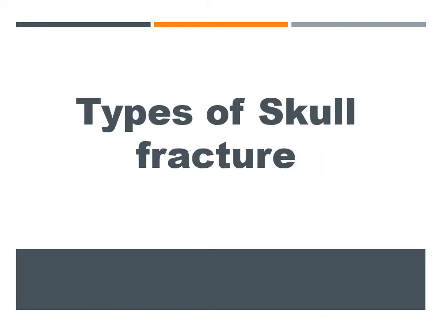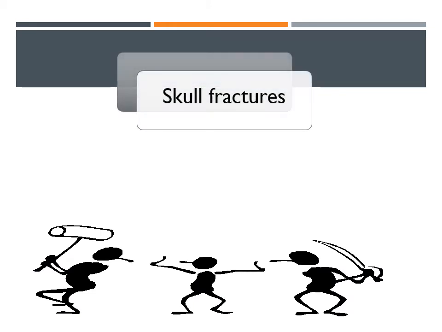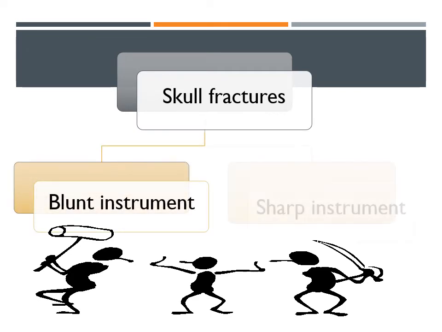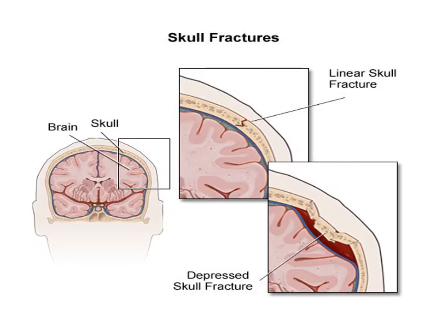Types of skull fracture. Types of skull fractures according to the instrument: blunt instrument or sharp instrument. The skull fracture occurs in the form of a linear skull fracture or in the form of a depressed skull fracture, in which an area or part of the skull is depressed inwards.